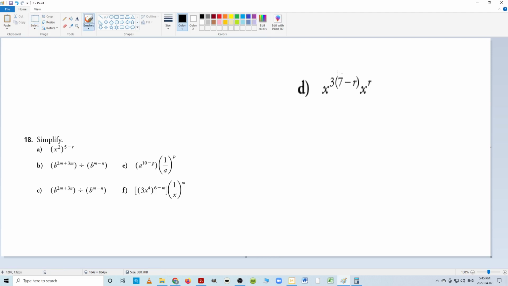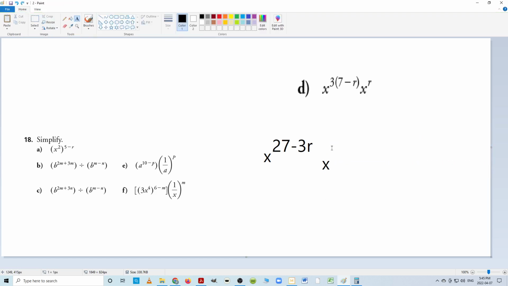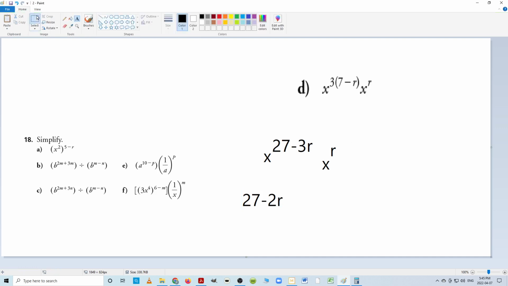So 3 times 7 is 21. 3 times minus r is that. So you get x to the power of 21 minus 3r. But when I multiply it times x to the r, the rule is I can add those exponents. Oh, x to the r, x to the r. The rule is I can add 21 minus 3r plus r. What's minus 3r plus r? It's minus 2r. Which means the final resolution of this is that.